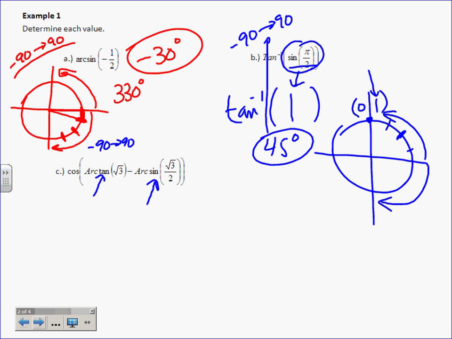Arc sine of square root of 3 over 2. Should I worry about the range for that one? Or should I worry about the values? Yeah, what is sine's values? It has to be between -90 and 90. What I want you to do right now is see if you can answer that question, and you can stop at that point, and we'll see what you get.